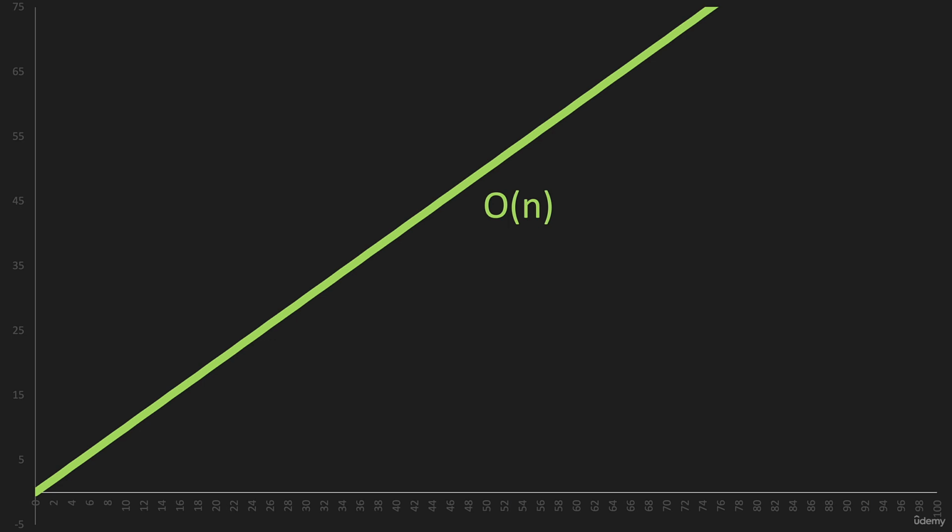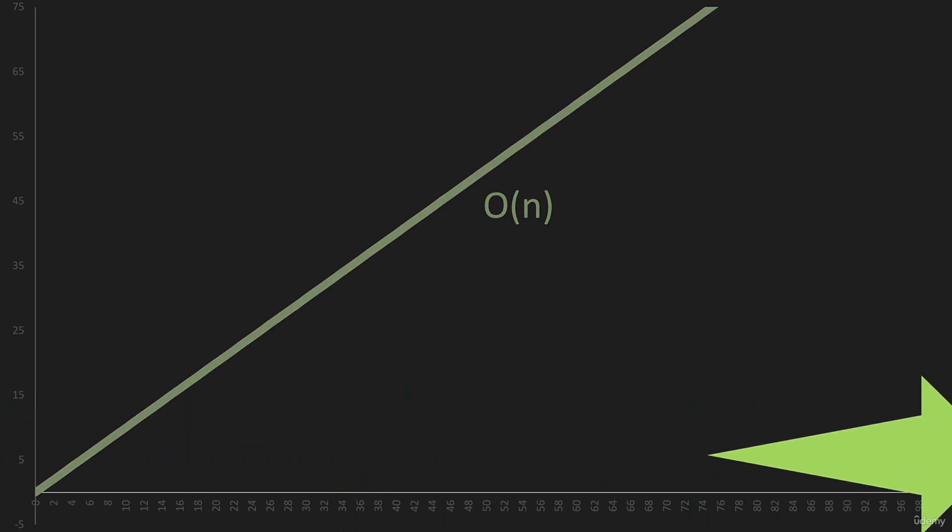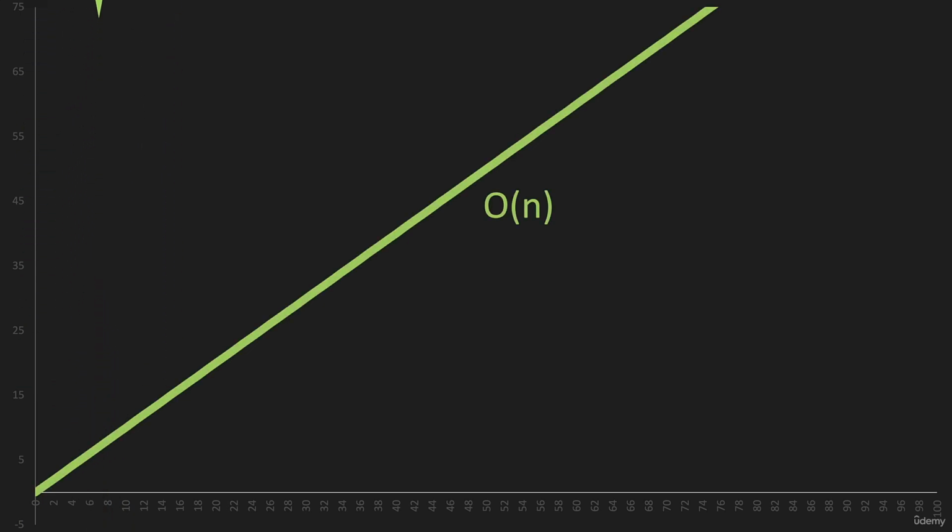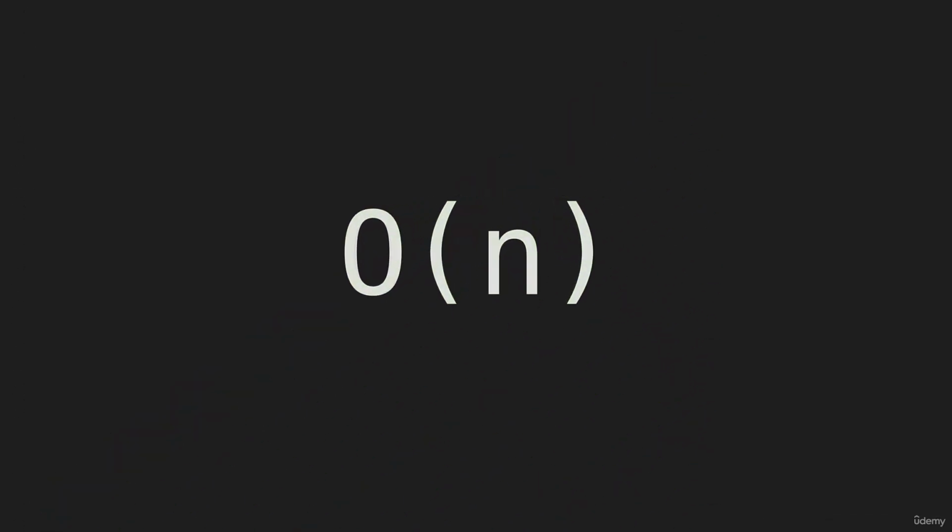O of n is always going to be a straight line. It is proportional. The number of operations is going to be proportional to whatever n is. So on this graph, this axis represents n. This axis represents the number of operations. Okay, so that is our first big O notation, and we'll be adding to this graph with the other big O notations so we can compare one against another. But for now, that is O of n.